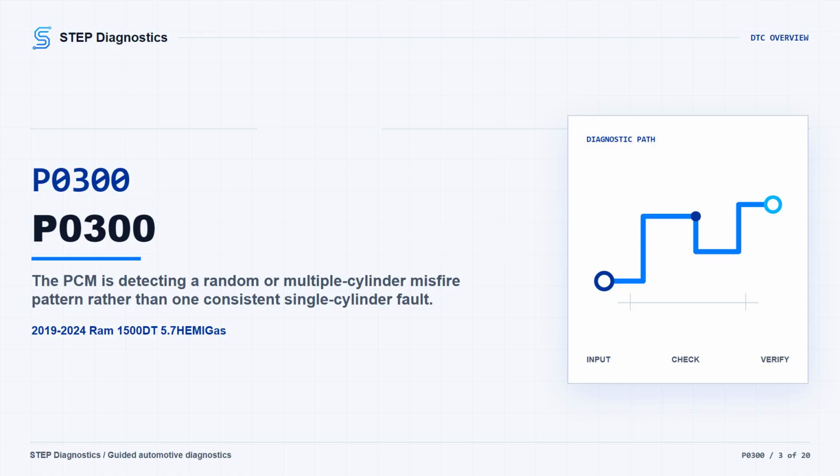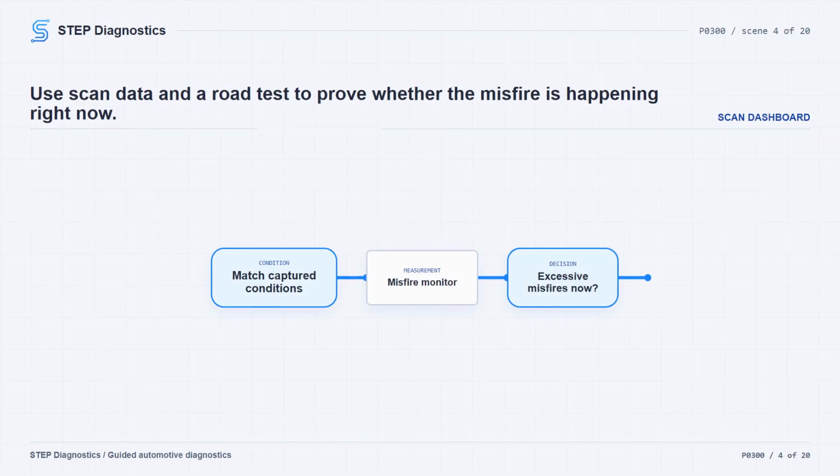The PCM sets this when crankshaft speed variation between cylinders exceeds a calibrated value for the engine speed and load. Turn the ignition on, pull all stored information with the scan tool, and record the codes and captured operating conditions. Then operate the vehicle under the same captured conditions.